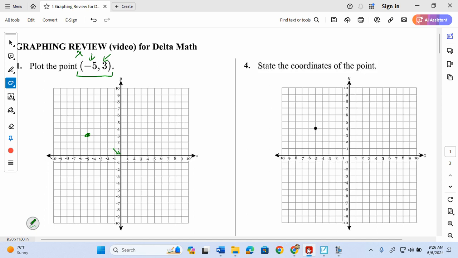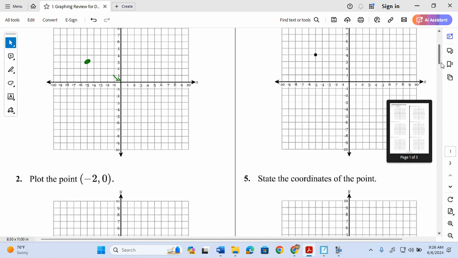Now, I know that seems super, super basic, but what gets confusing is once we start finding the slope of a line, which is kind of the opposite of what we do. So we want to get super, super good at just plotting points.